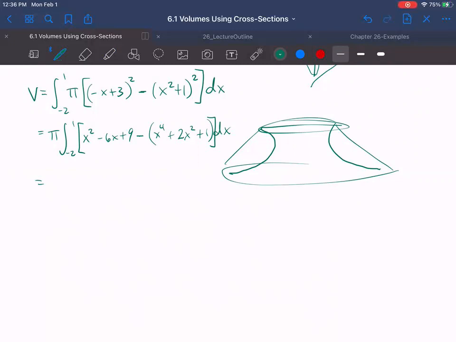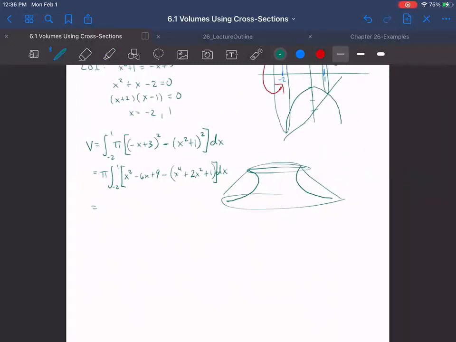Again, I'm going to leave this one for you to try right now. And you should ultimately get, I think I wrote down, did I write that down right? 117 pi over 5 is what I came up with. Don't forget to add the pi. Just kidding.